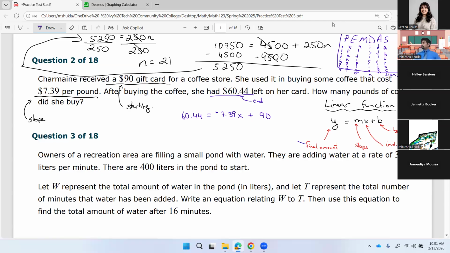Yeah, I minus. So I'm going to minus 90 on both sides. And 60.44 minus 90 should give us minus 30.44 is equal to minus 7.39x.